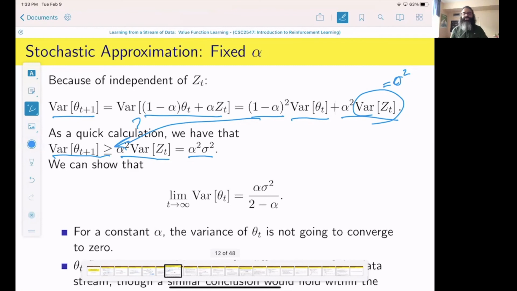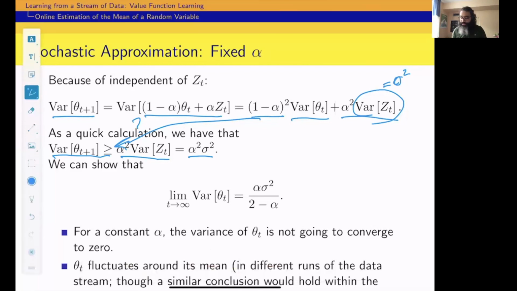We can show that if we do calculations similar to what I had for the mean, the limit of the variance as time goes to infinity converges to alpha sigma squared divided by 2 minus alpha. We don't care about this form right now. What is important is that for any constant alpha, this is not going to 0. So the variance of our estimator never gets to 0.